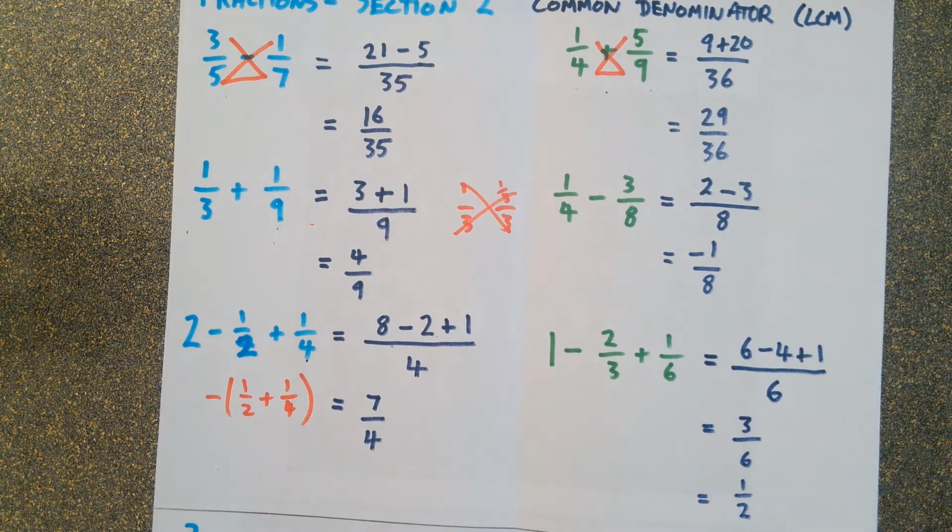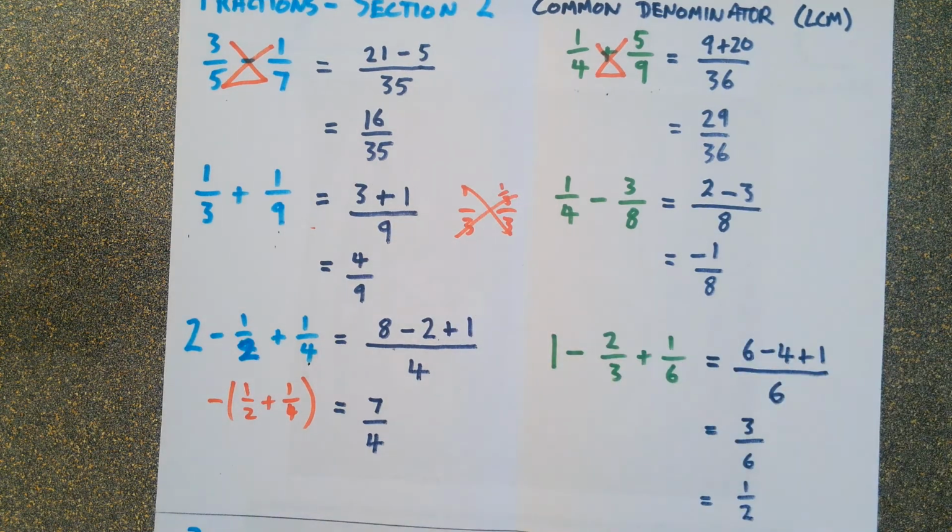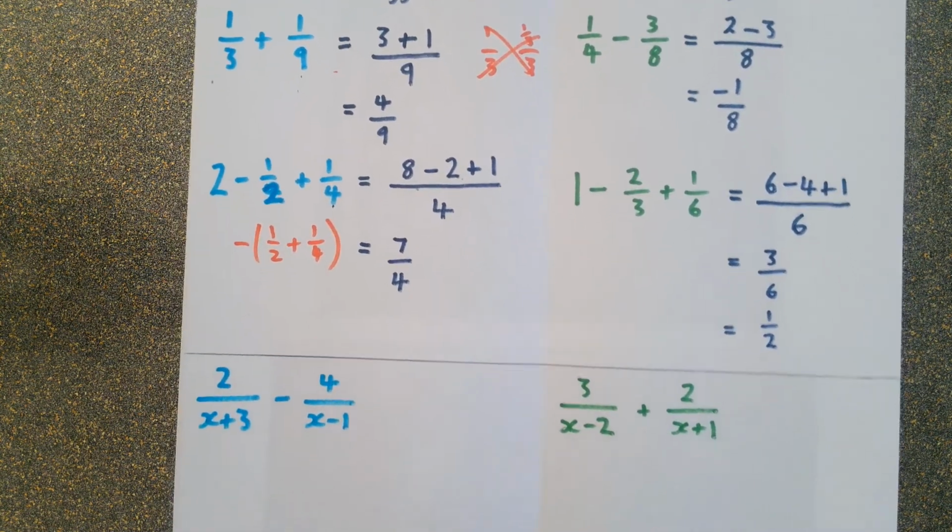Okay, so those are your numerical examples. Key things to take away: you're looking for the lowest common multiple, and you're looking to write everything over that common denominator. So on to the algebraic examples then.